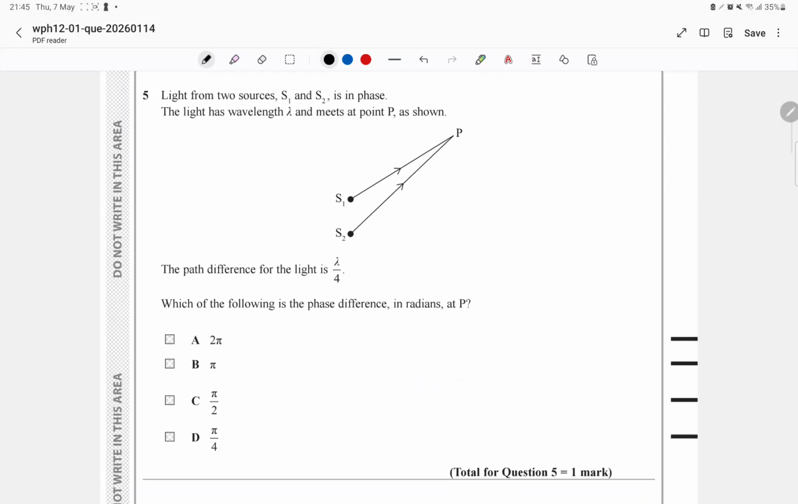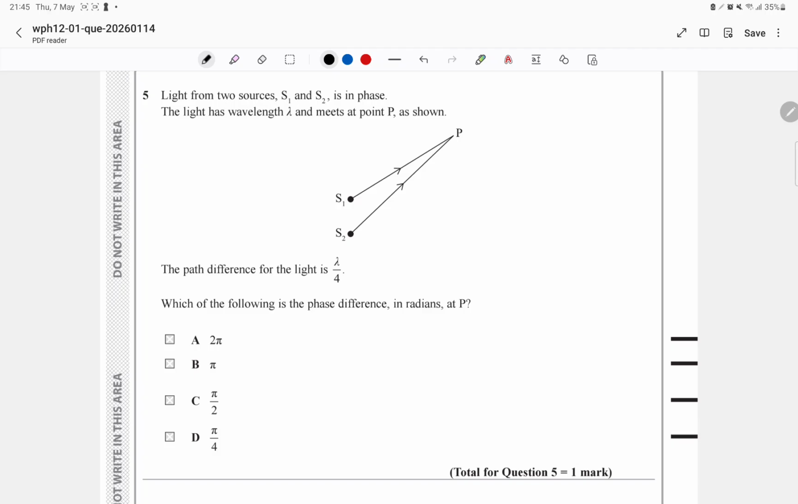I can't help it. So light from two sources, S1 and S2, is in phase. The light has a wavelength lambda and meets at point P as shown. The path difference is lambda over 4, a quarter of a wavelength. Which of the following gives the phase difference?